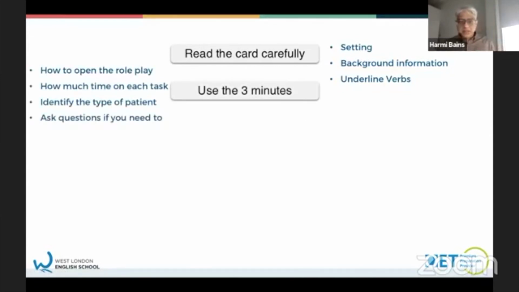We talked about opening the role play appropriately. Think about how much time you will spend on each task as well. We talked about the type of patient you might have. Some tasks you're going to have to reassure a lot. Some tasks you don't need so much reassurance, but you might have to give advice to the patient. Other tasks, the patient might be a bit difficult. So think about the type of patient you have and how you're going to interact with the patient and what you're going to say to the patient.